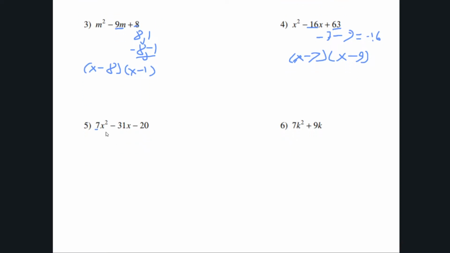For question 5, okay, here we have an a value of 7. This gets a little bit more complicated here.